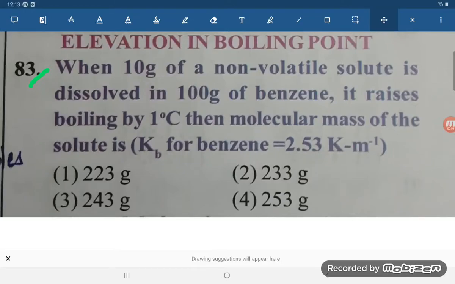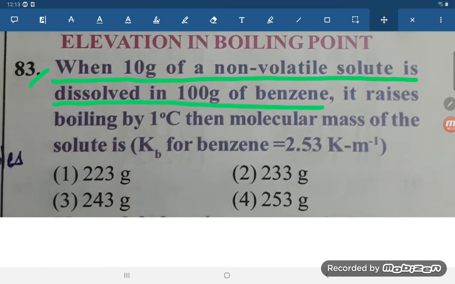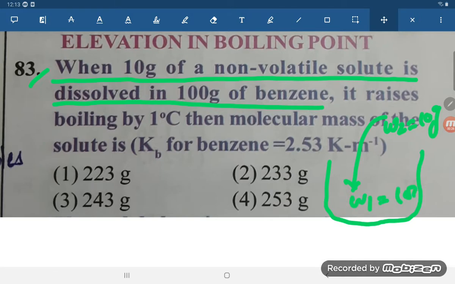Now let us see one problem based on elevation in boiling point. How can we solve it, student? When 10 gram of non-volatile solute is dissolved in 100 gram of benzene. Suppose one container is there, student. The non-volatile solute, that is W2, you are adding is 10 gram. And W1 they have already given, that is 100 gram of benzene, right, student?